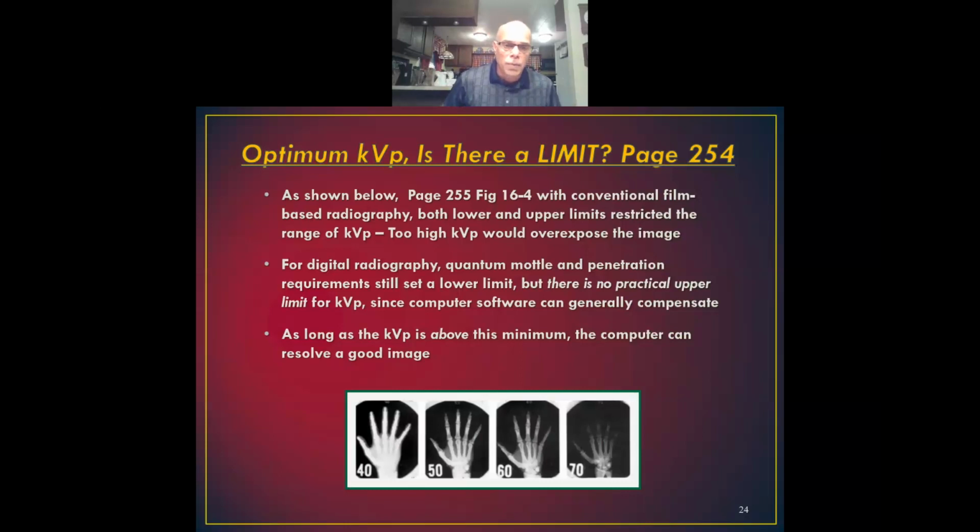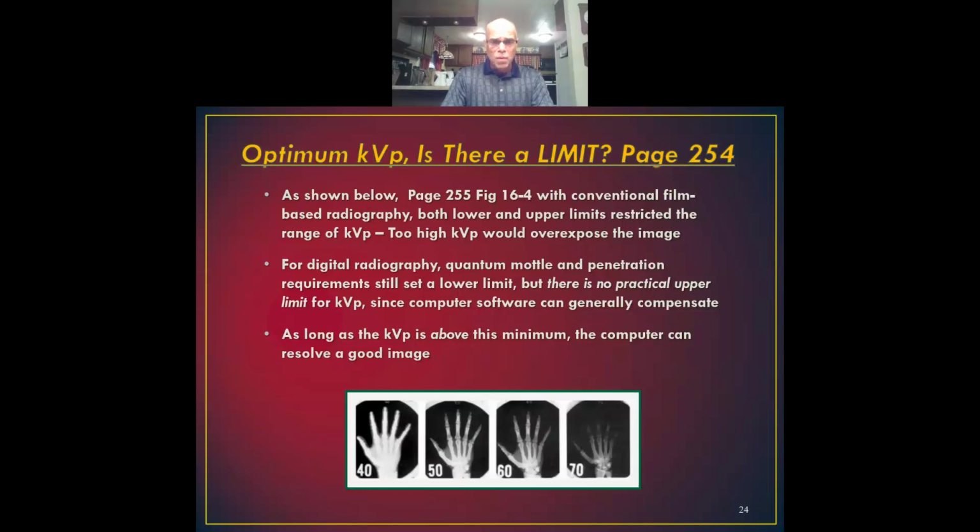We talked about scatter radiation somewhat in earlier lectures, and remember, scatter radiation is not being produced by the higher KVP. The question was, why did we have to set our higher KVP?